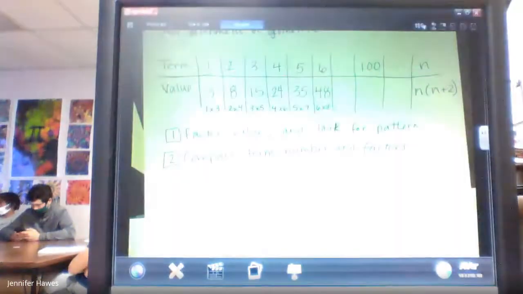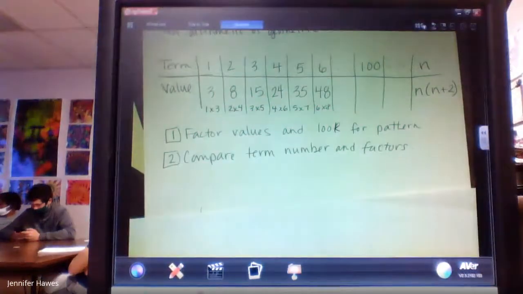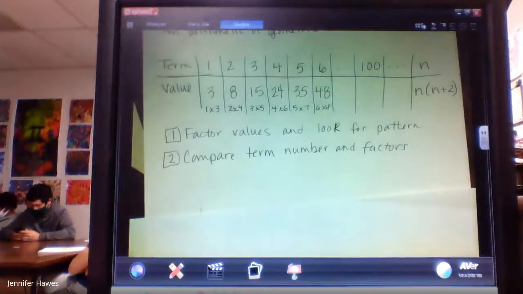So on the 100th, what number would I have in there? 100 times 102, and that's where you would probably, I guess you don't need a calculator on that one. If you're taking 100 times 102, just slap a couple zeros behind there.